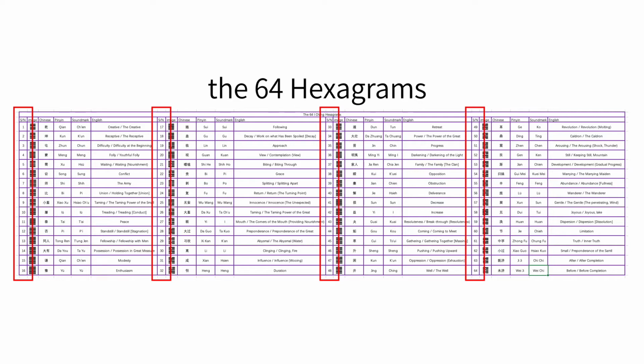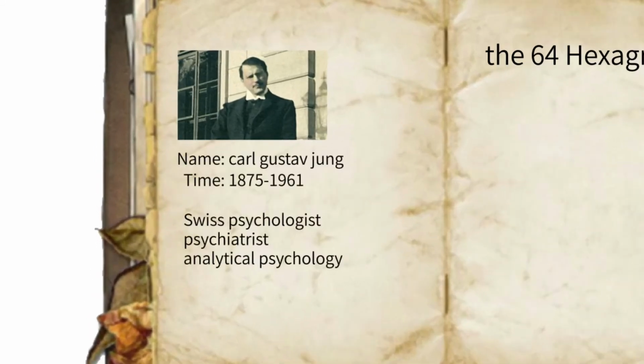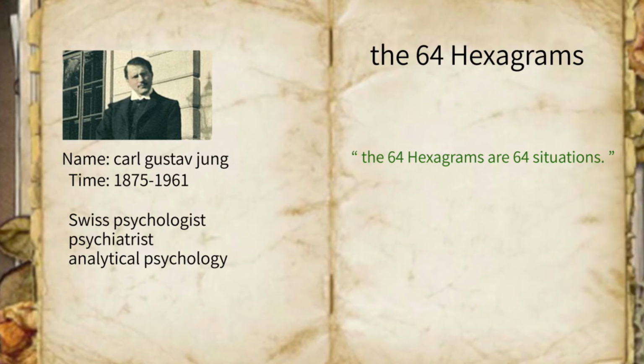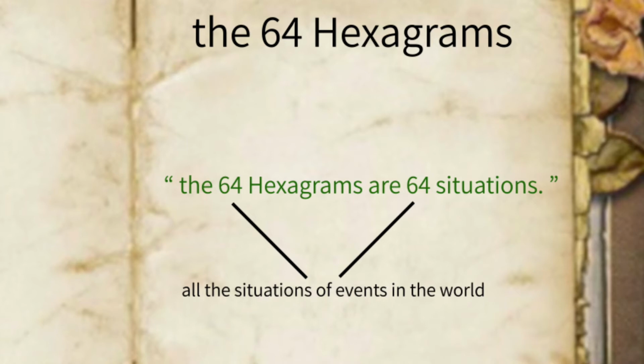For the interpretation of the concept of the 64 hexagrams in the I Ching, my favorite is a sentence said by the famous Swiss psychologist Carl Gustav Jung. He said that the 64 hexagrams are 64 situations. This is to say, the I Ching summarizes all the situations of events in the world into 64 situations and represents them with 64 hexagrams.